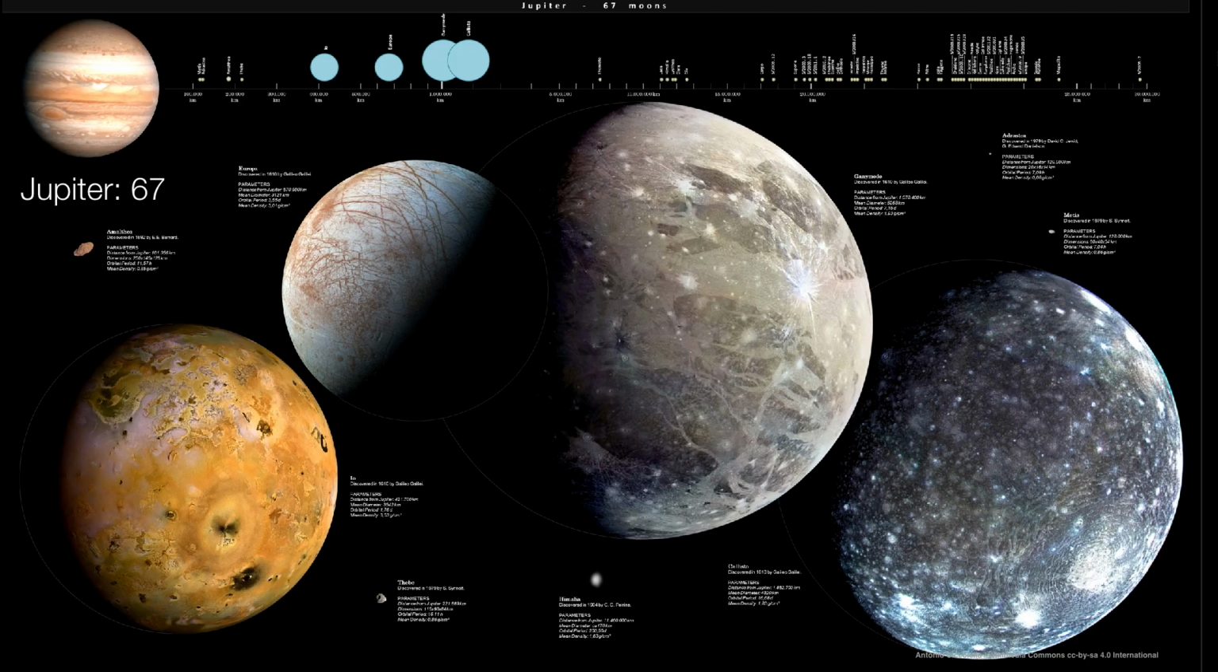So we have the four main satellites of Jupiter that were discovered by Galileo in 1610. And then you see some of these irregular moons that are just kind of these tiny little rocks that were just picked up along the way.